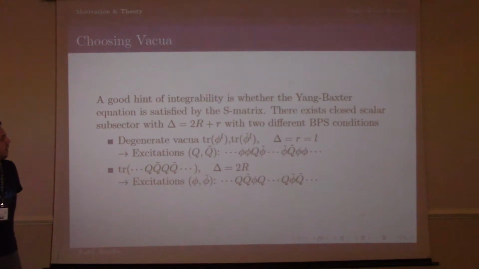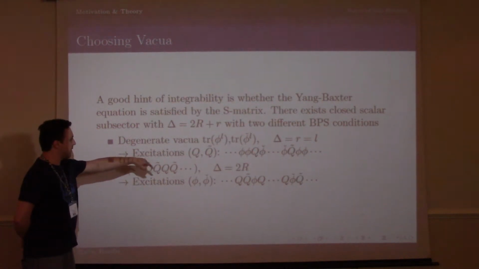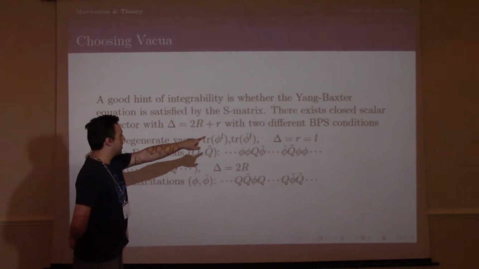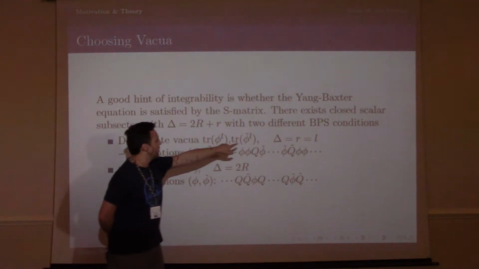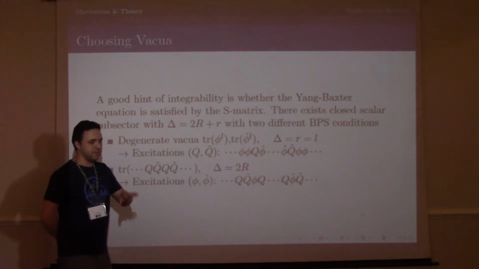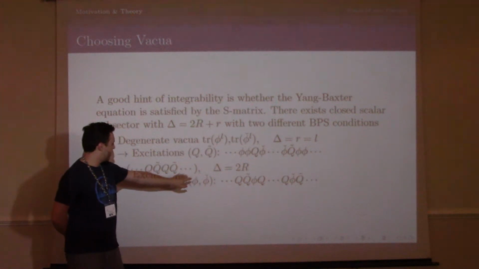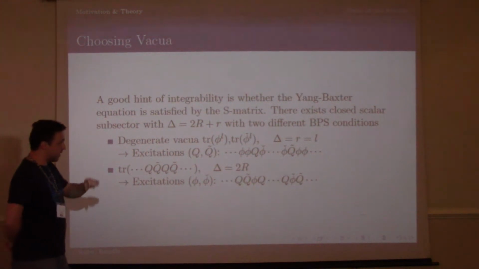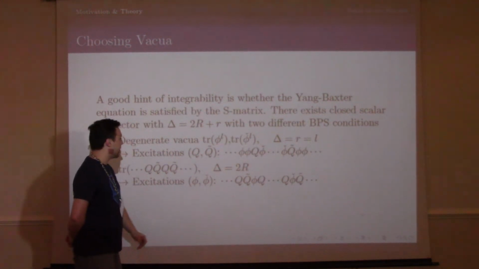Okay, so a good test, at least of integrability, is to see if the S-matrix satisfies the Yang-Baxter equation, which is a necessary, although not sufficient, condition. And similar to the N=4 case, we need to identify a vacuum since we need to build spin chains now. And we identify a closed scalar subsector with these quantum numbers. And in this theory, we have two different BPS conditions. So the BPS conditions simply imply that the conformal symmetry of these operators that I've written here is protected from loop corrections, which in the spin chain statement is that it's the state of zero energy under the Hamiltonian.